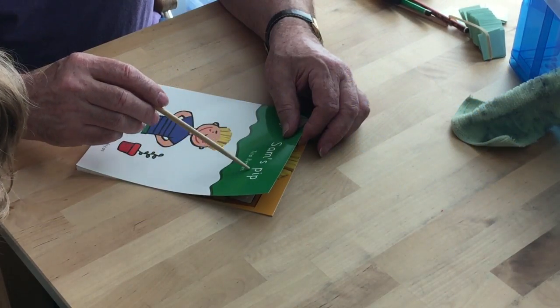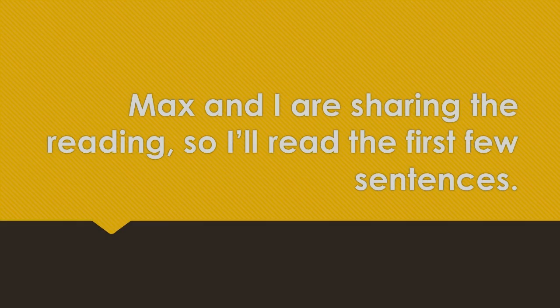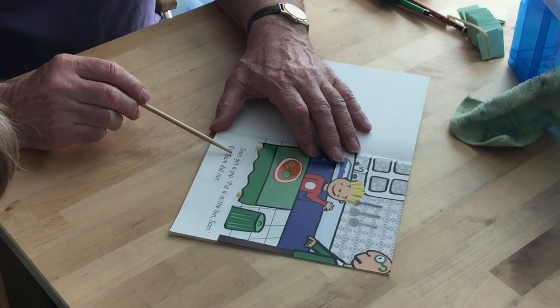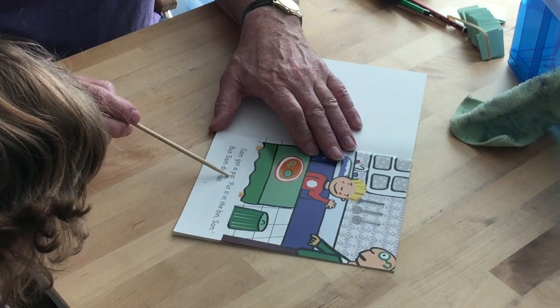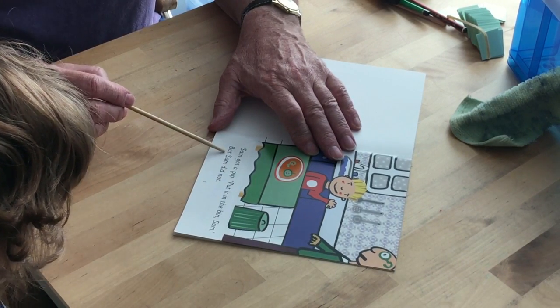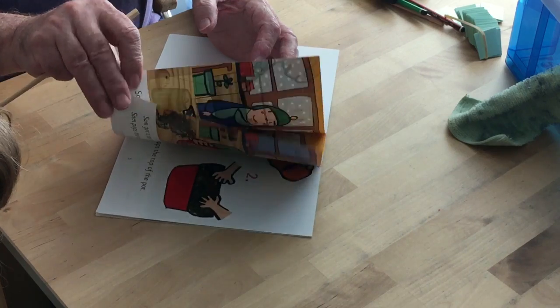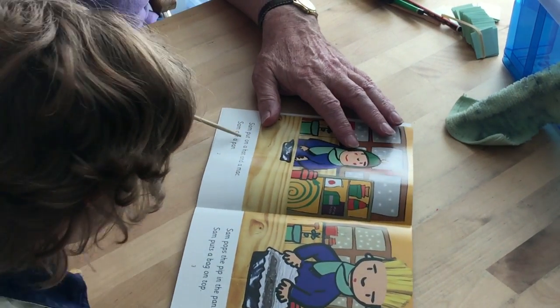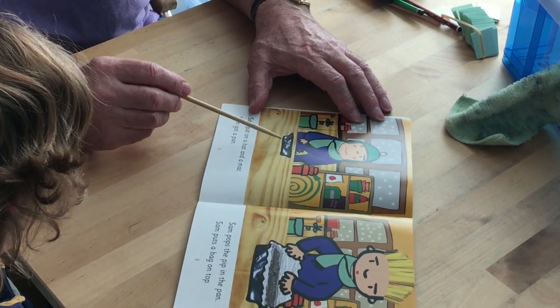Look, it's called Sam's Pip, this book, okay? I'm going to read the first bit and then you're going to read a sentence. Sam got a pip. Put it in the bin, Sam. But Sam did not. Sam put on a hat and a mac. Sam got a pan.